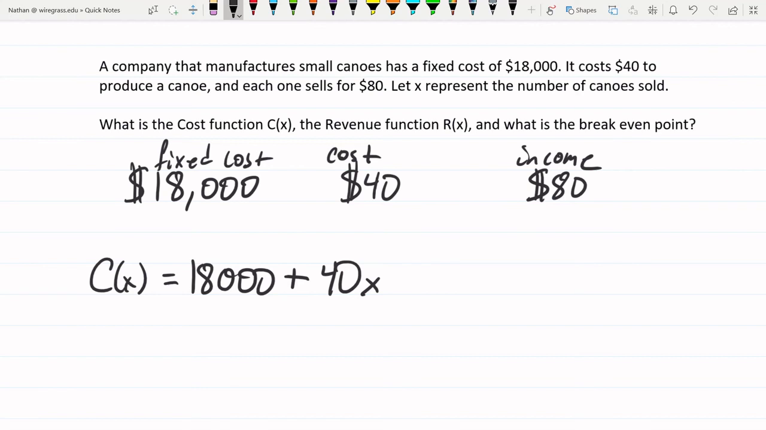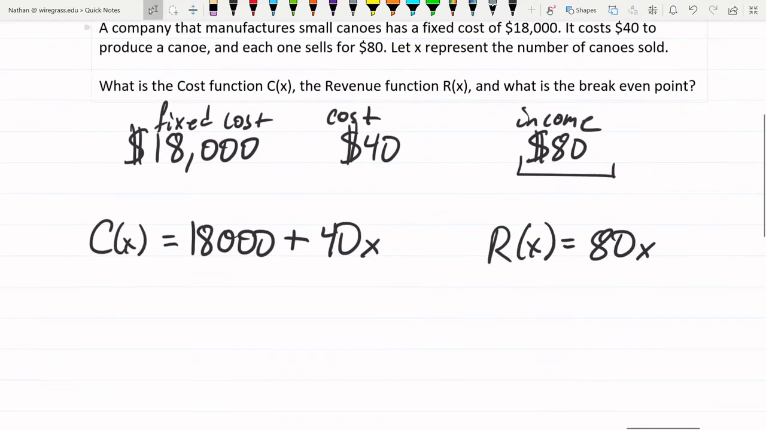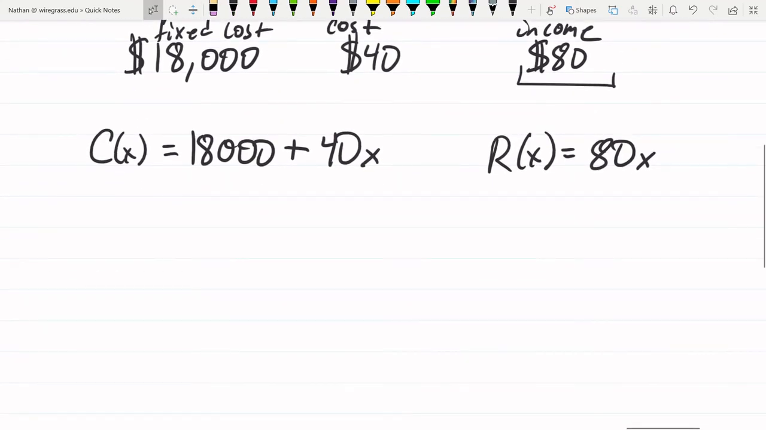All right, so for our revenue function, how much money does that bring in per canoe sold? Well, if we make $80 per canoe sold, and we sell X canoes, that means we bring in 80X. 80 times however many canoes we sell. Now, we have our cost function, our revenue function, and the break-even point. This should make sense, what we're kind of looking for here.